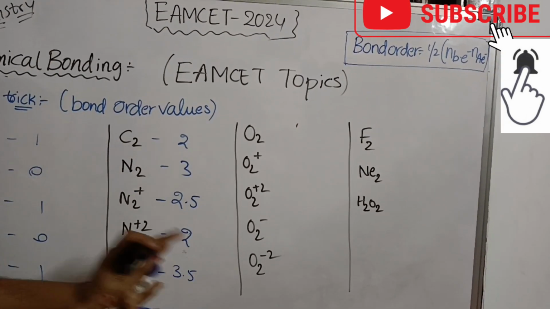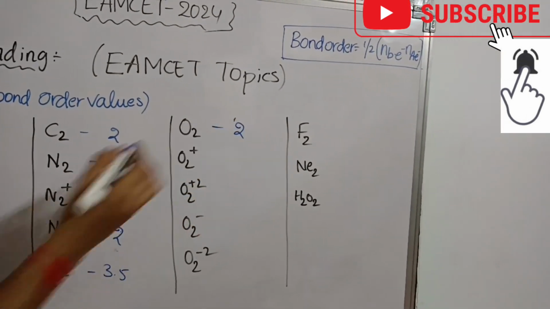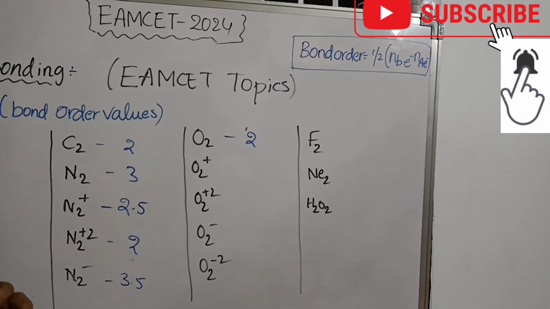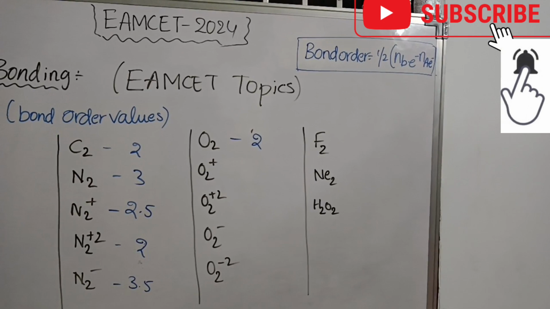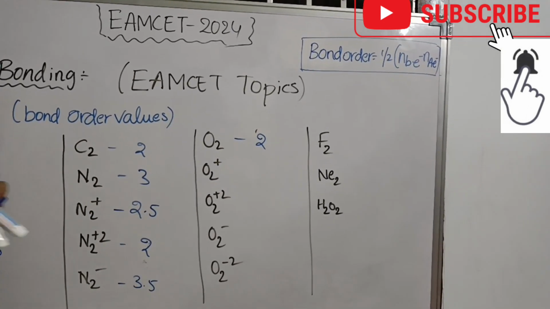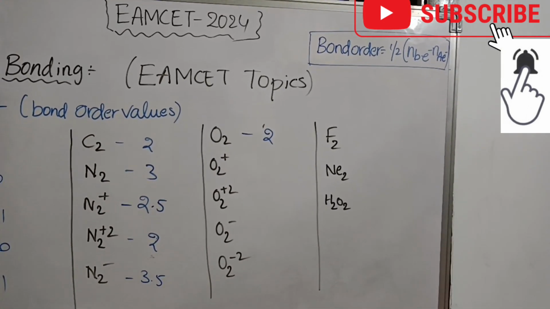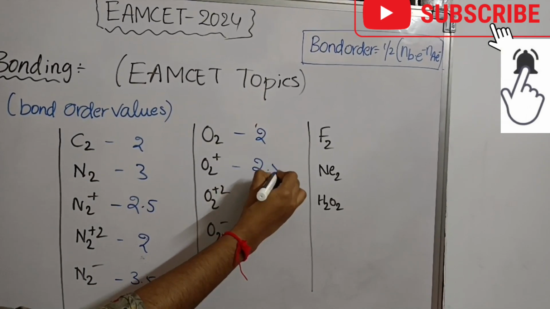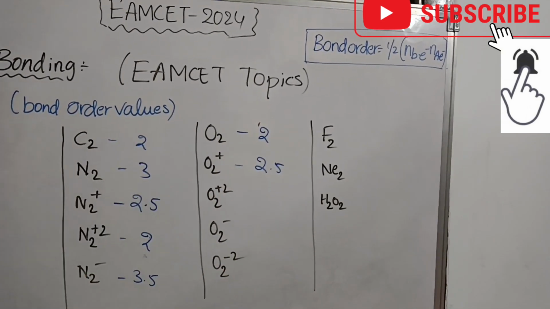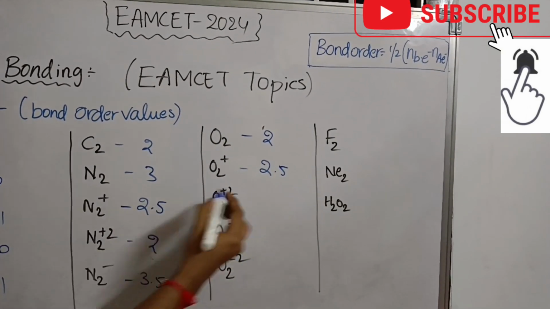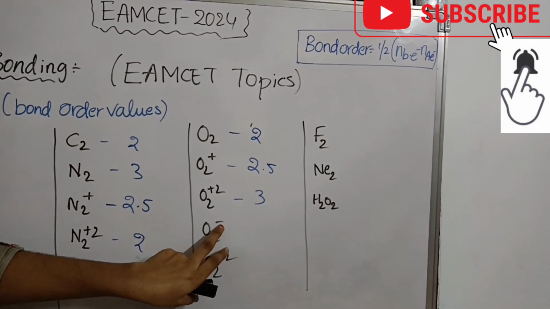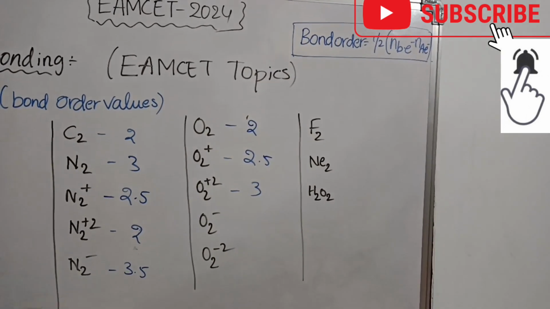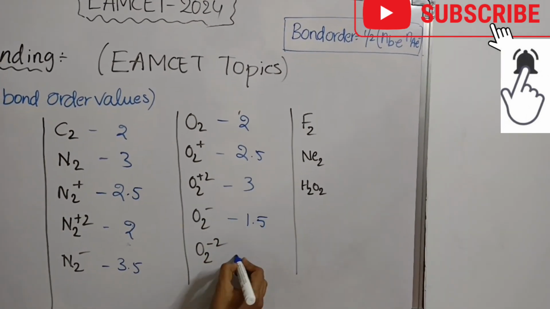Now coming to the O2 series. Okay, for O2 the bond order is 2. For O2 plus, here the electronic configuration is different from O2, right? So I have made you understand before. Then for O2 plus, it increases. Okay, so please make a note. Mostly they are asking from this series only the increasing order and decreasing order. So for O2 plus 2 it becomes 3. For O2 minus, here the electron is gained, but it decreases the bond order. That is 1.5 and 1.